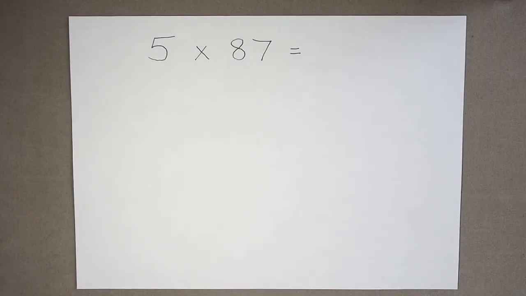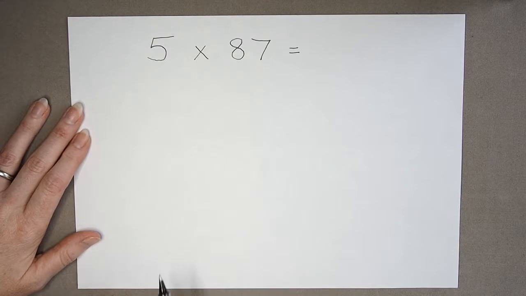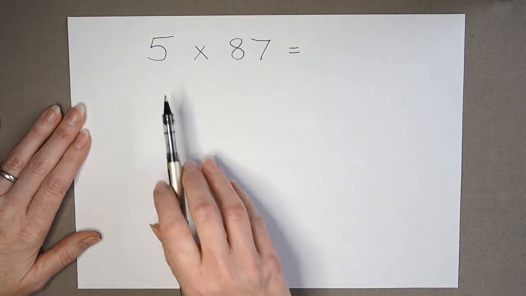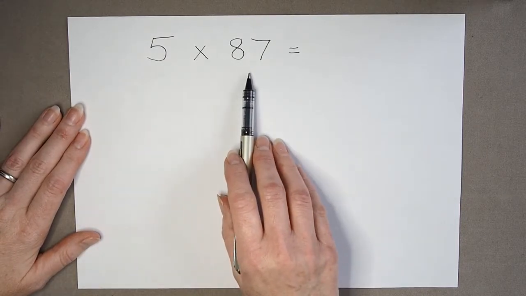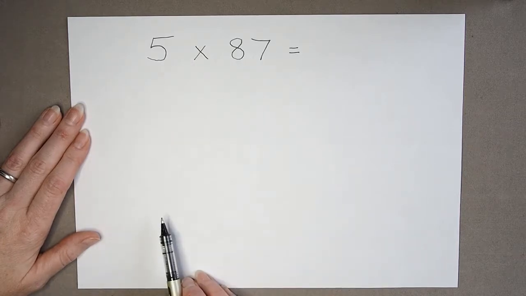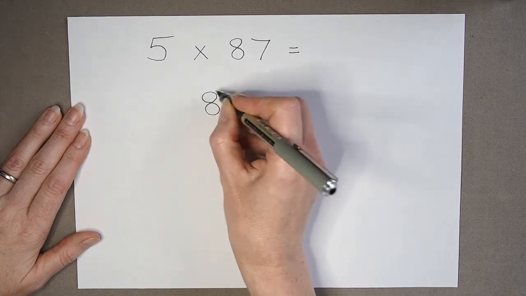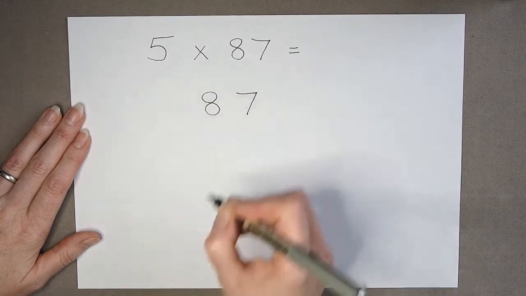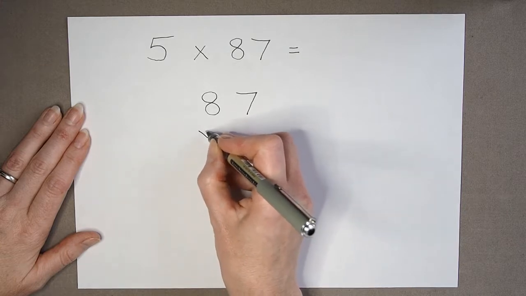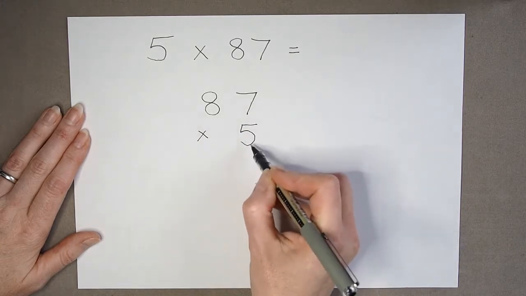So now we've looked at the method, let's try another calculation. This time I've got 5 multiplied by 87. Now, because multiplication is commutative, it means it doesn't matter which way round I write these two numbers. So I'm going to write the larger number first, 87, and then the smaller number underneath. So again, lining up my units here.